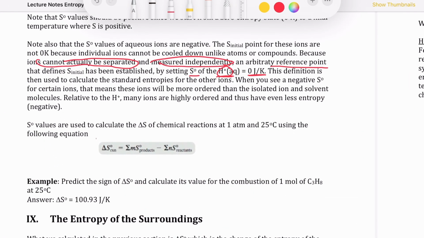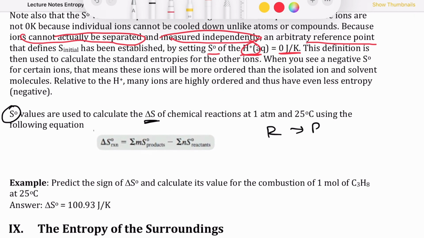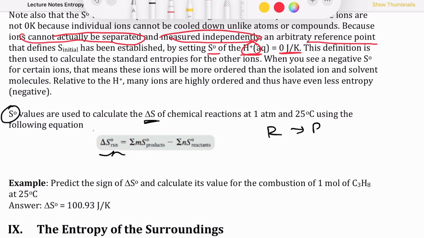All right, so the whole point of doing this is to use the value of S to calculate delta S. So now, if we're given a chemical reaction, we have reactants going to products, all we need to do is apply this formula right here to calculate the delta S of the reaction.